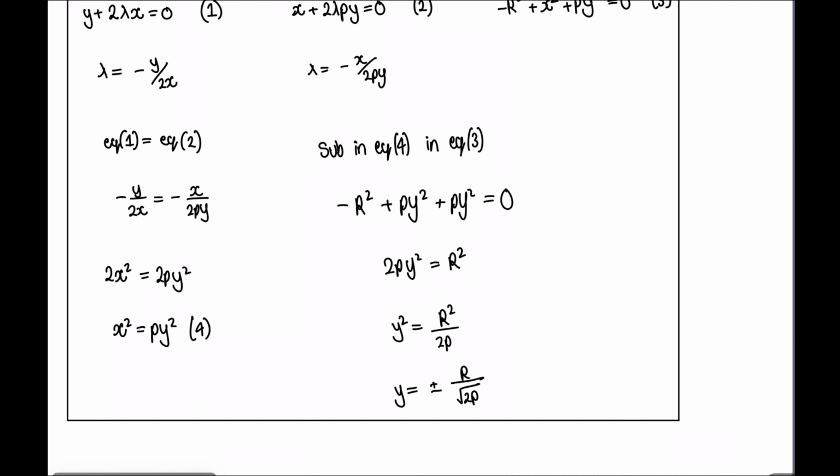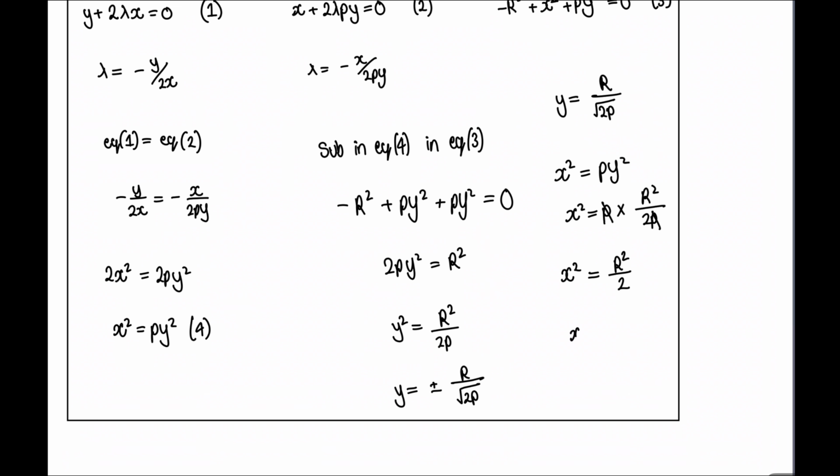If I now use this equation to find our values of x, let's start off with y is equal to r divided by root 2p. So we get x squared is equal to py squared, and then x squared is equal to p multiplied by, if we can just use this because this is y squared, p multiplied by r squared over 2p. So x squared is equal to r squared over 2 when we cancel out the p's. So x is equal to plus or minus r over root 2.